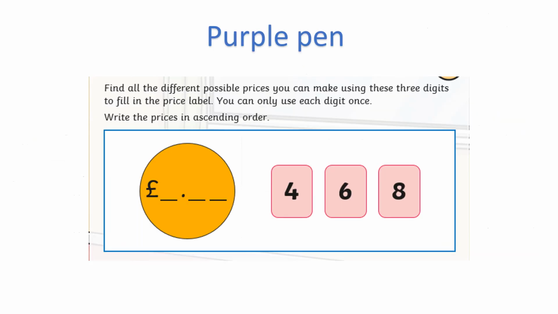And then so there's only a 1-star activity and 2-star activity, and then there's also a purple pen activity over here. Find all the different possible prices you can make using these 3 digits to fill in the price label. You can only use each digit once. So underline this keyword, write the prices in ascending order. So I want you to do that as well.